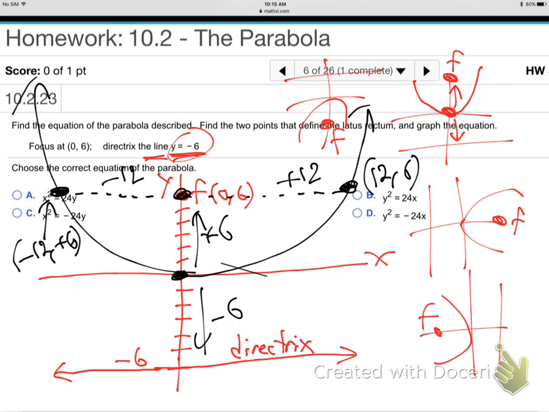I feel like a doctor when I say that. There we go. Don't you feel like you're saying to somebody, ma'am, your child's latus rectum scores are... Sorry.